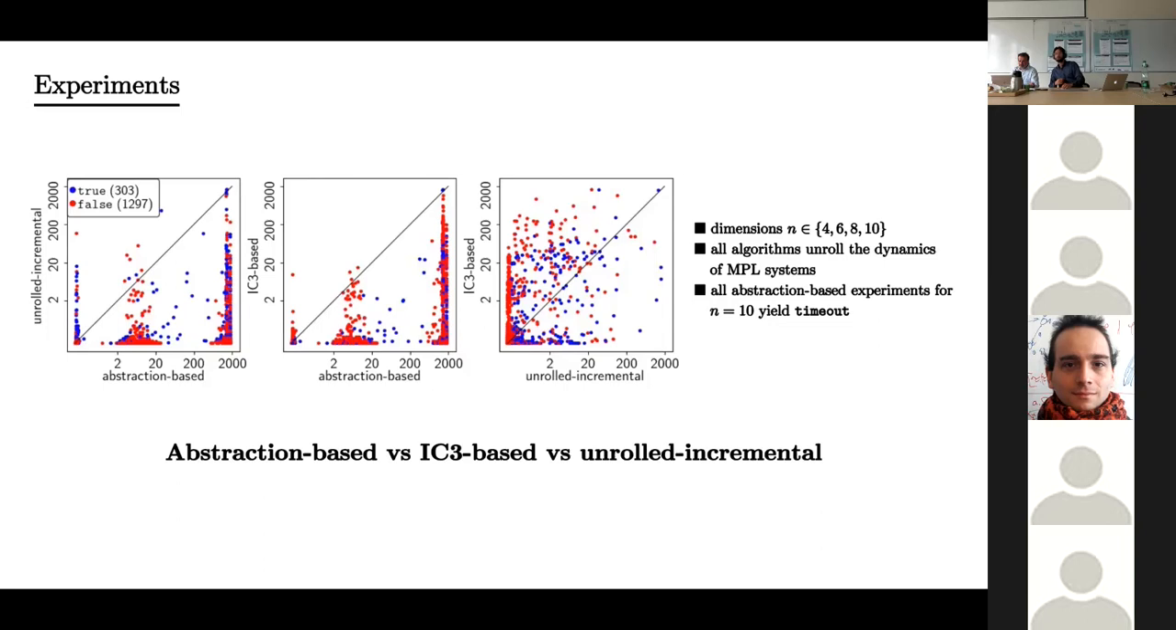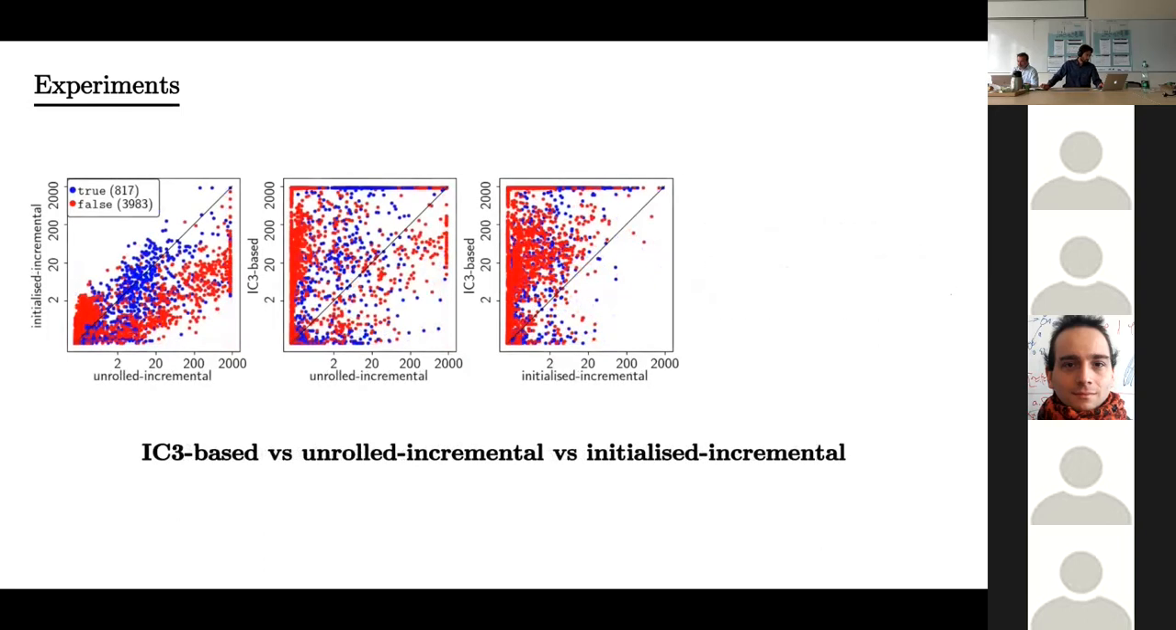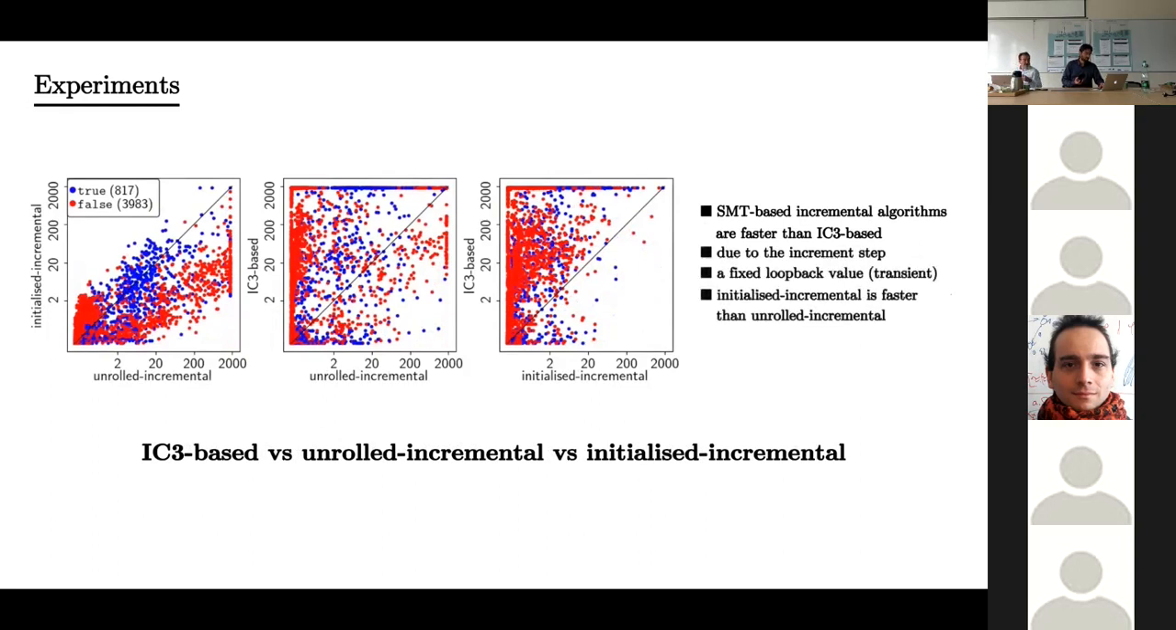We then compare the performance of SMT-based incremental algorithms against IC3. It is evident that our proposed algorithms are faster. There are two reasons: the way we increment the step bound and a fixed loopback bound. It is also indicated by the plots that the initial incremental, which uses only one set of variables, is faster than the unrolled incremental, which uses multiple sets of variables.